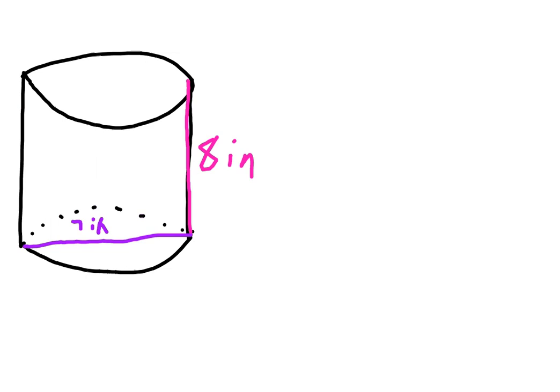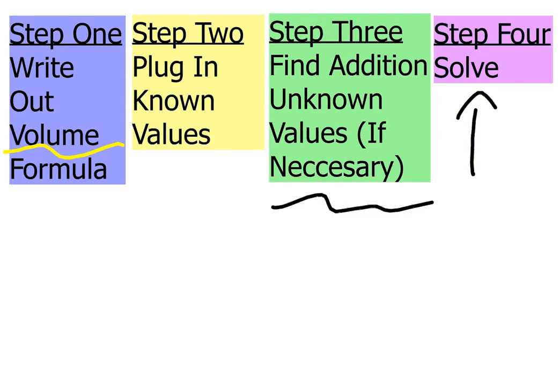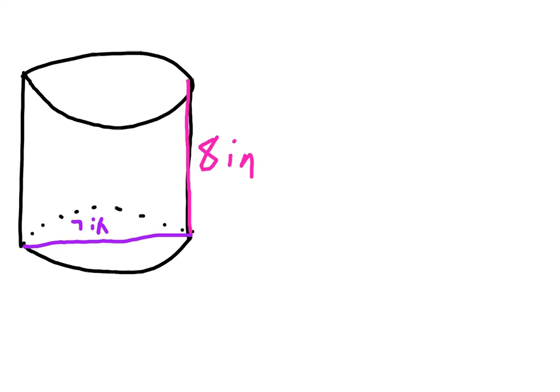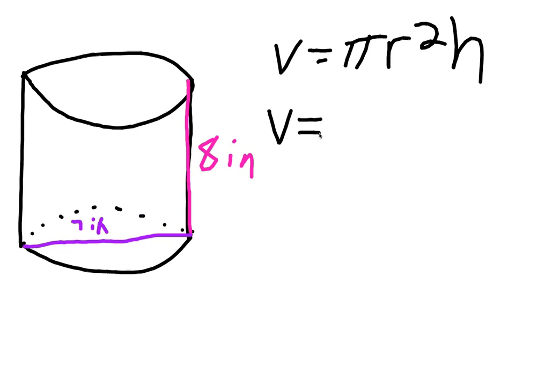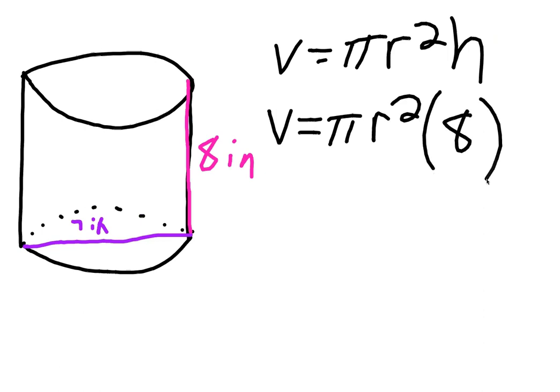Okay, going back to the steps I taught you, you need to write out the volume formula. So you need to be able to look at a problem and tell what kind of shape it is. All right, so I'm just going to write volume equals pi r squared times h. Now, they didn't give us the radius. It'd be easy to figure out. So right now I'm not going to plug in the radius. I'm just going to plug in the height, which in this case is 8.